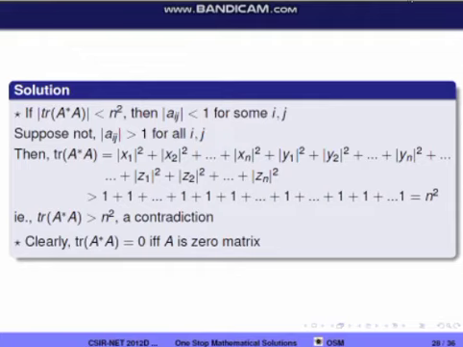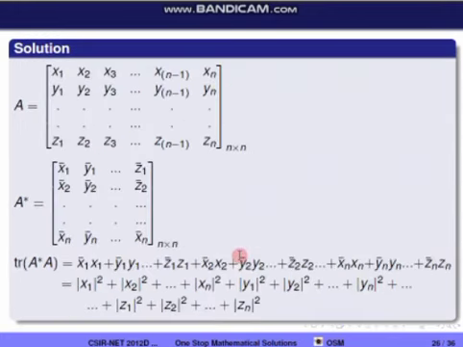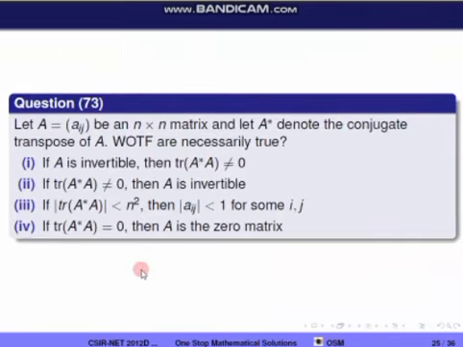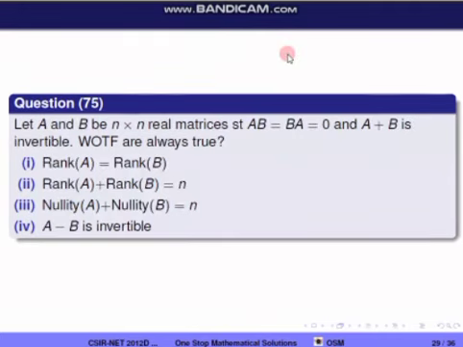This is a contradiction to the statement. So we found that trace of A star A is given by this formula. So this is equal to 0 if and only if each entry in A is 0, that is, if and only if A is the 0 matrix. So now we'll check the correct options. So the correct options are 1, 3 and 4.